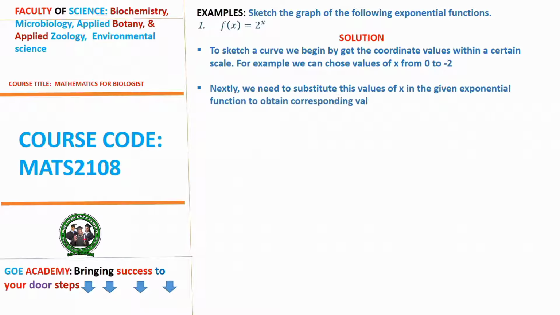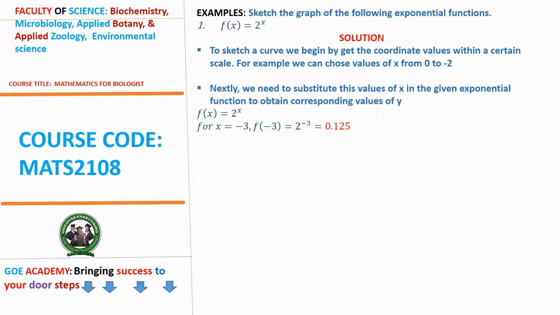What I do is substitute those values of x in my exponential function in order to get the corresponding values of y, or f of x, which is simple. So let's apply this. Our function is f of x equals 2 raised to the power x. So let's take the first case where x equals -3. I've decided to choose my interval to be from -3 to 1.